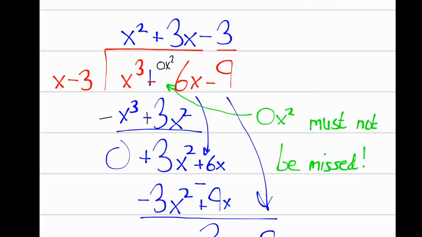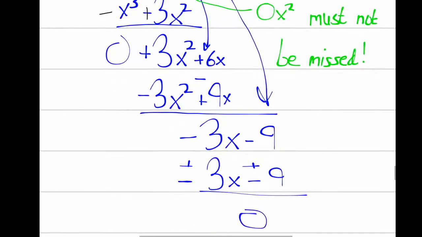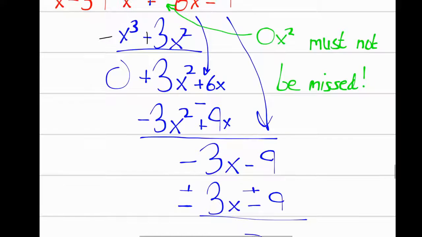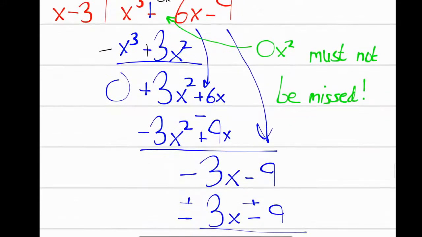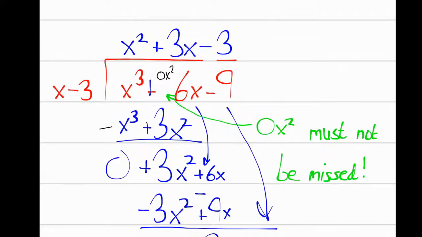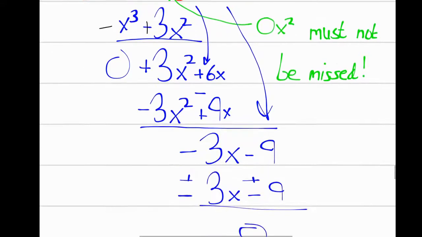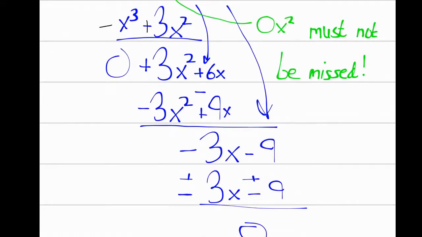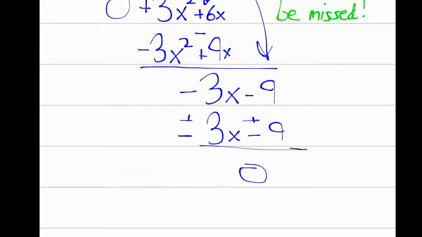3x times minus 3 would be minus 9x. Draw your line, change the sign. You're going to get minus 3x minus 9. Dividing in again, we're going to get minus 3 on top. Multiply this back out again. You get minus 3x minus 9 again. Draw a line, change sign, both become plus, we get a 0.